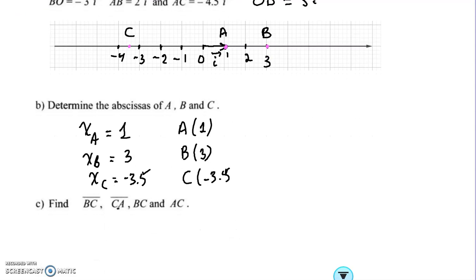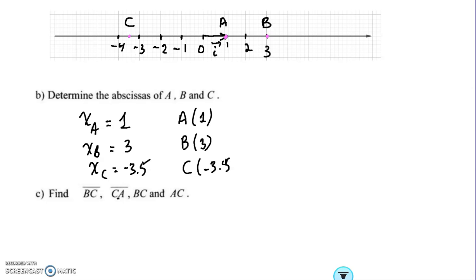Now, part C, find BC, CA, and AC. So BC, an algebraic measure. We have to pay attention that the algebraic measure of BC is the same as the length of BC with a plus or a minus depending on the sense of vector BC compared to I. So here, to go from B to C, the easiest way is to count the units. So how many units do we move from B to C? We have 1, 2, 3, 4, 5, 6.5. So it's 6.5.